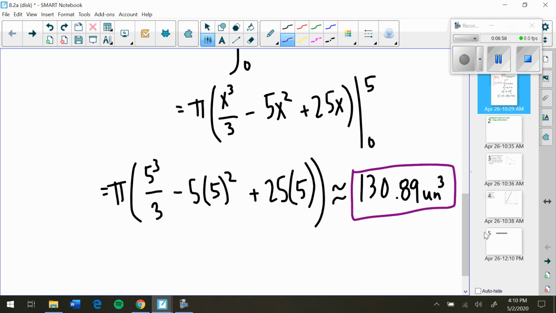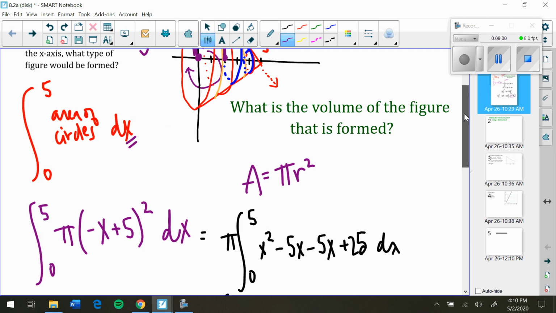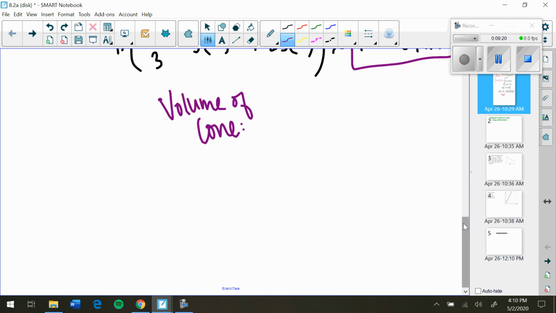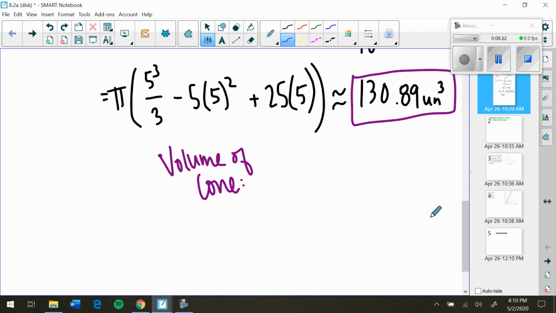Now, you might be like, so what, Ms. Wizik, I don't believe you. Well, we know this is a cone, so technically we could have used the formula for volume of a cone, which probably is not something you remember. It's definitely not something I remember, but we're just going to double check our work.